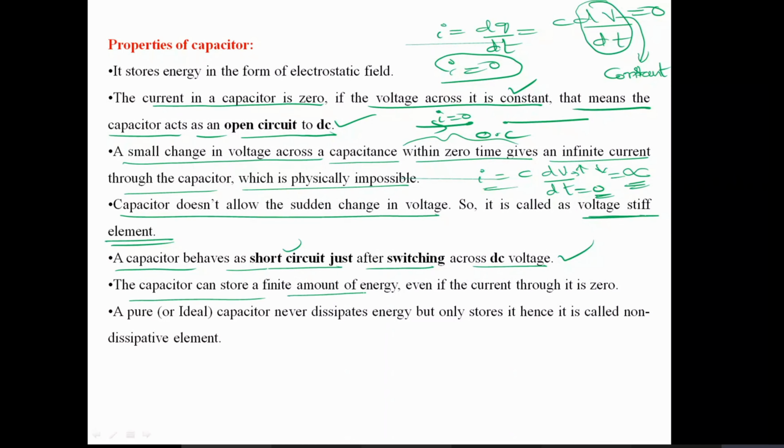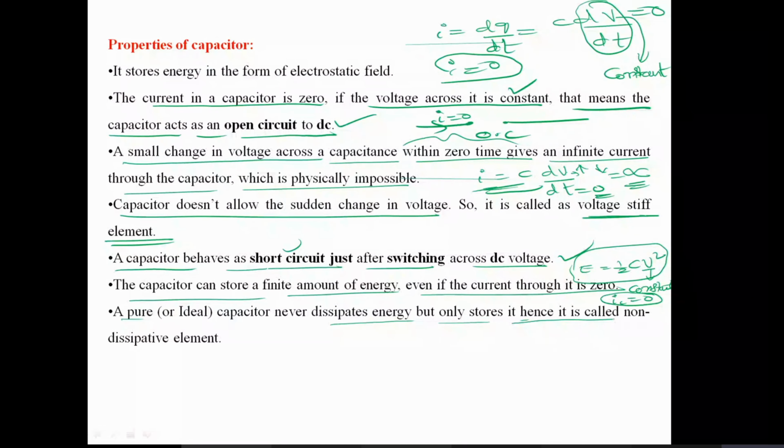So the capacitor can store a finite amount of energy even though the current through it is 0. What is the energy stored in a capacitor? Half C V square. If a constant voltage is applied, then what is IC? IC becomes 0 because IC is C dV by dt. But though the current is 0, the capacitor stores a finite amount of energy. A pure capacitor never dissipates energy but only stores energy. Hence it is called a non-dissipative element.